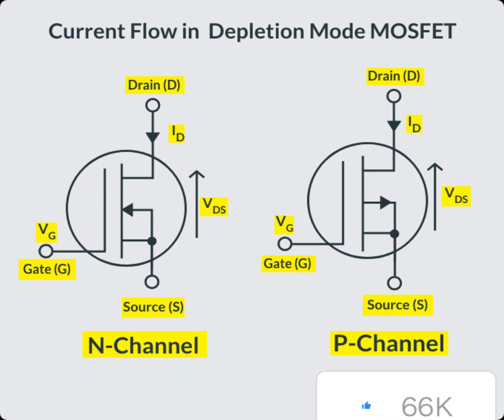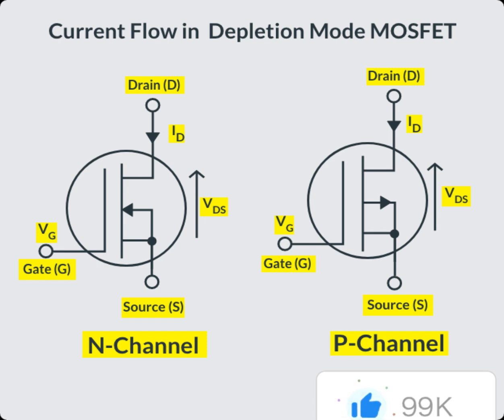Second mode, enhancement mode. The transistor requires a gate source voltage to switch the device on. The enhancement mode MOSFET is equivalent to a normally open switch.